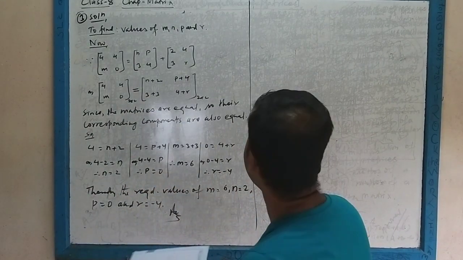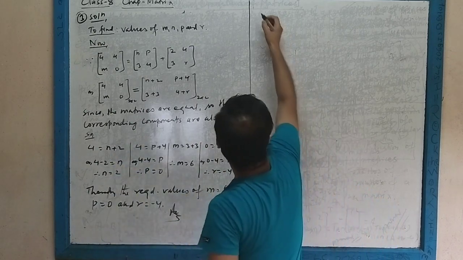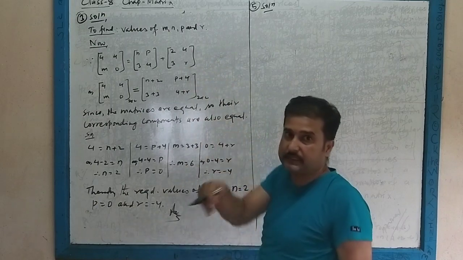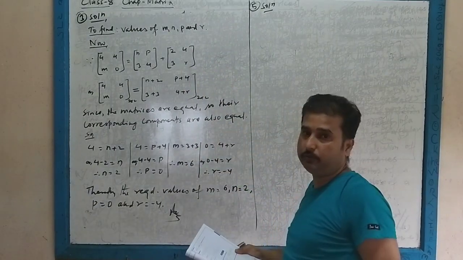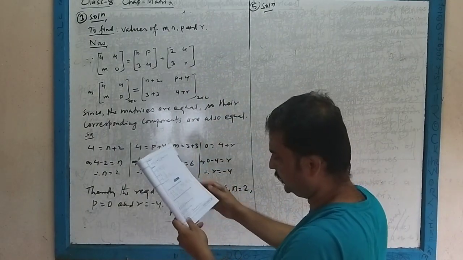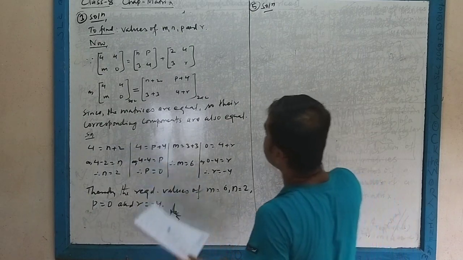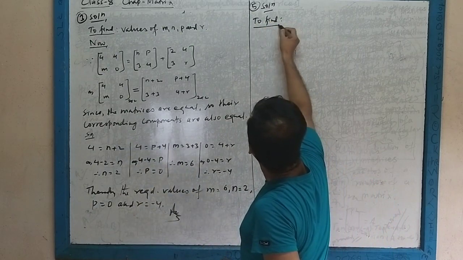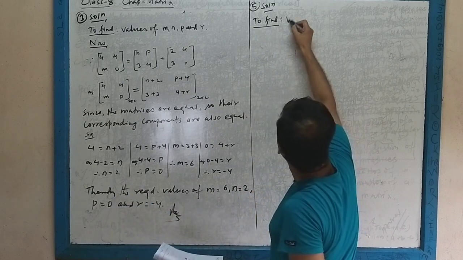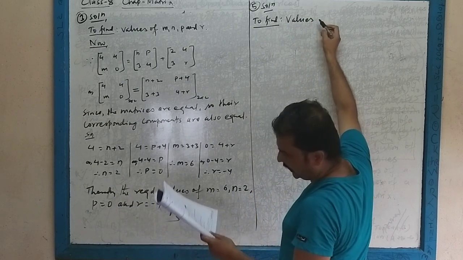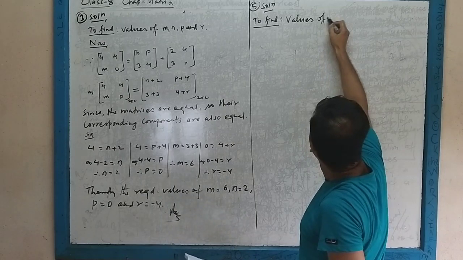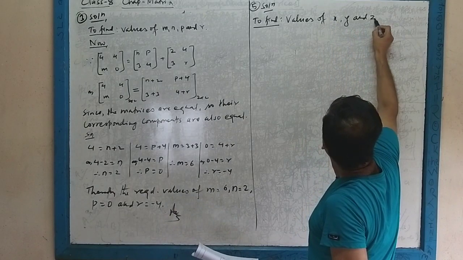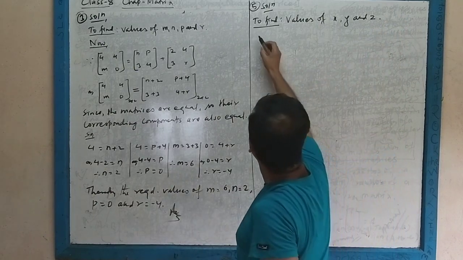Question number 5 of your book. At last I'll give you the questions in that video. Question number 5. Similar question, very easy. To find here the values of x, y, and z.